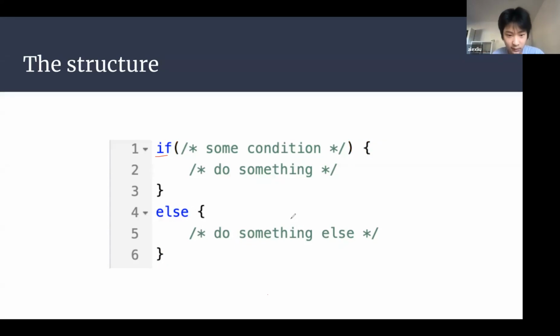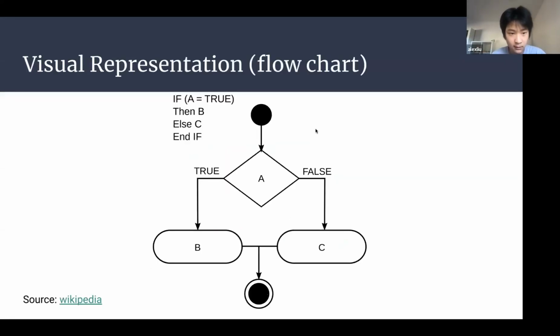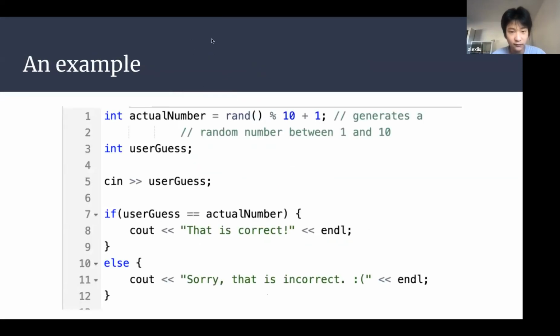So a specific example of that. Oh, sorry. Here's a visual representation. If condition A is met, then it will go down to this block and execute whatever B is. If it's false, then it will do whatever C is. A specific example: if we wanted to make a game where the computer generates a random number and asks the user to guess it, in order to check if the user guessed the number correctly, we can just use an if statement. If the user's guess is equal to what we randomly generated, we tell them that it's correct. We'll get to while loops later.